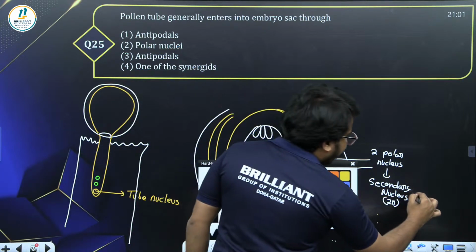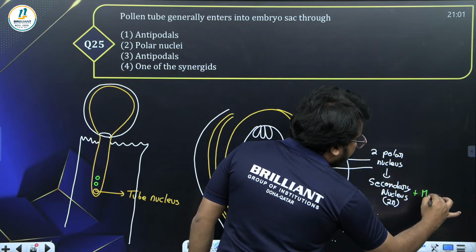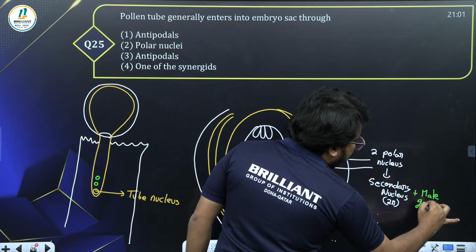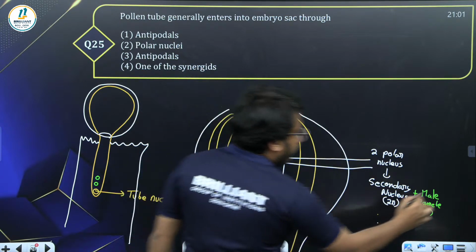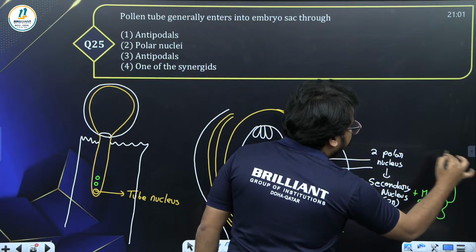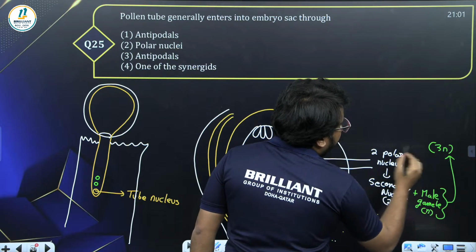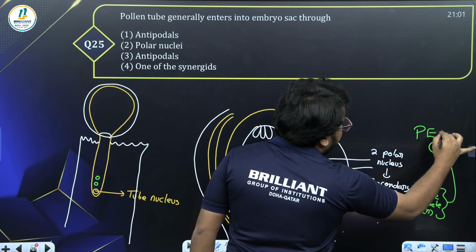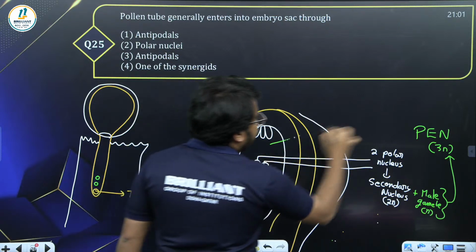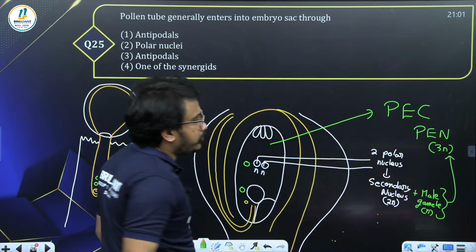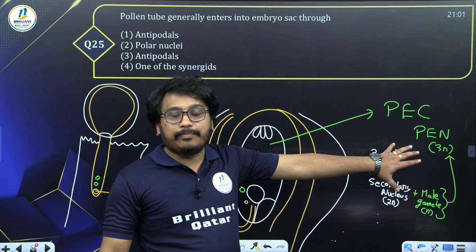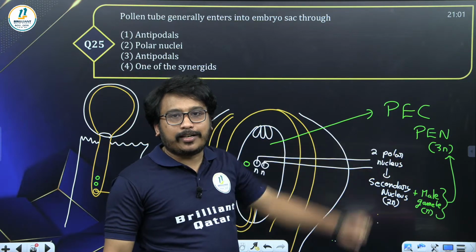To that secondary nucleus only the male gamete is fusing. When the male gamete is fusing, it will result in the formation of a triploid primary endosperm nucleus. Now, the central cell will be called the primary endosperm cell. This process is called triple fusion.